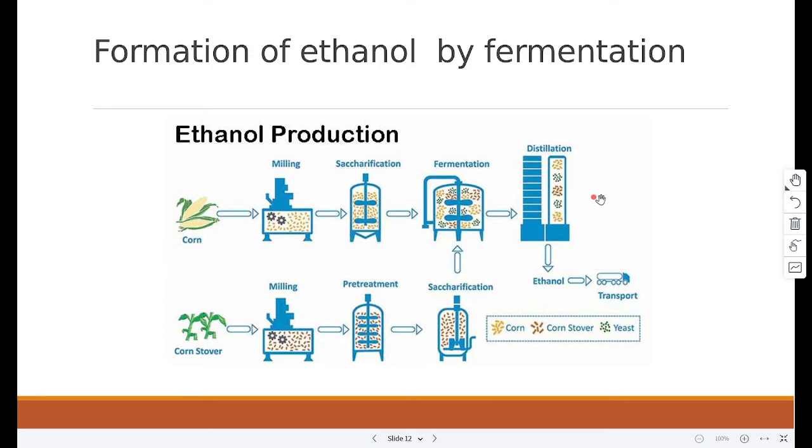Now yeast contains enzymes that break down starch or sugar to glucose. The yeast respires anaerobically, using the glucose to form ethanol and carbon dioxide.